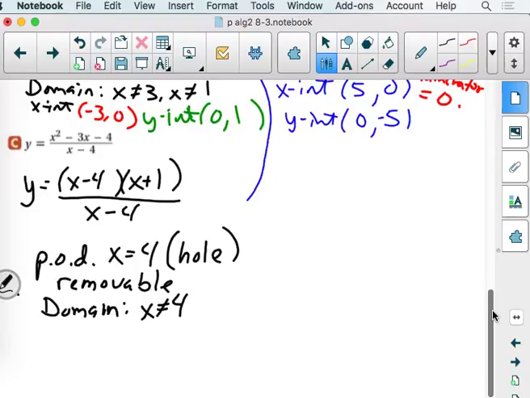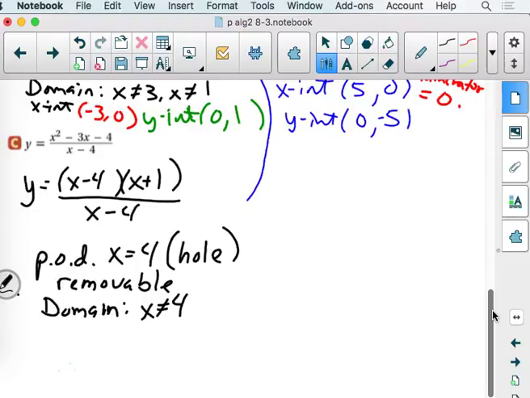Oh, you guys can look at this and tell me this is four. Well, yeah, that's easy. Think about it. This is easier than before. Logically, it makes sense though, because if it's removable, you can cancel it out. Wouldn't you automatically cancel those? Wouldn't that be the first thing you'd want to do? It's removable because you can cancel it.